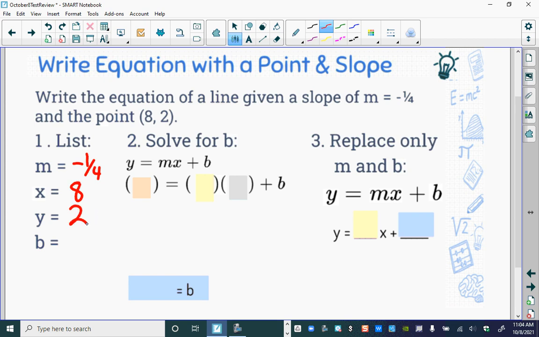Oh, -1. -1/4. So really watch your signs here. So it will be -2 plus b. So 2 equals -2 plus b.